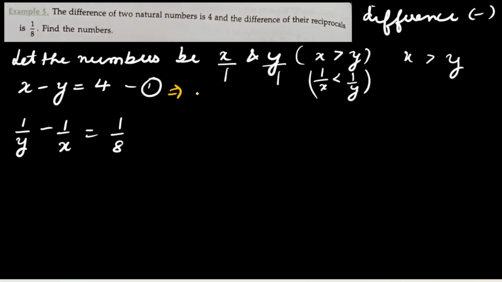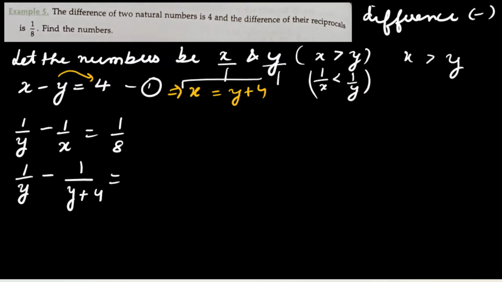Let's find the value of x from the first equation. So y I'll just shift to the other side. So what x value will I get? Y plus 4, minus y, when we shift to the other side it will become plus y. Now here we can just substitute the value. So 1 by y as it is minus 1 by x. The x value is y plus 4. From here we got it equals 1 by 8.